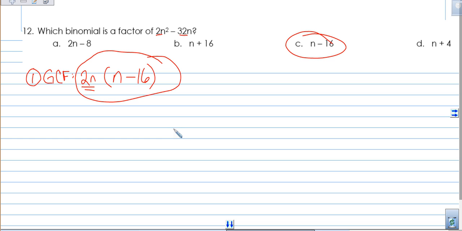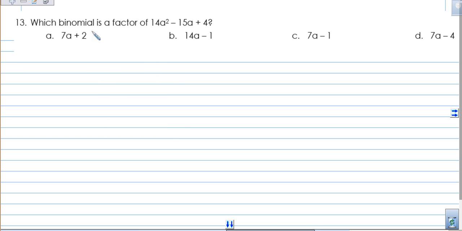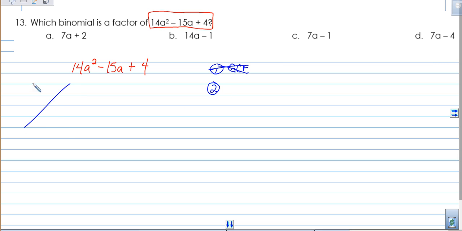Question 13. Which is a binomial factor of this? Okay? So, we're going to take 14a squared minus 15a plus 4 and bring it down to the bottom. First thing you're going to try is a GCF. Okay? 14, 15, and 4 only have a 1 in common. They don't all have an a, so there is no GCF. So, you're going to try the x.